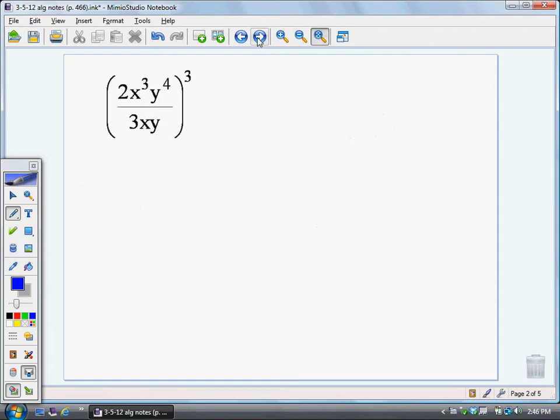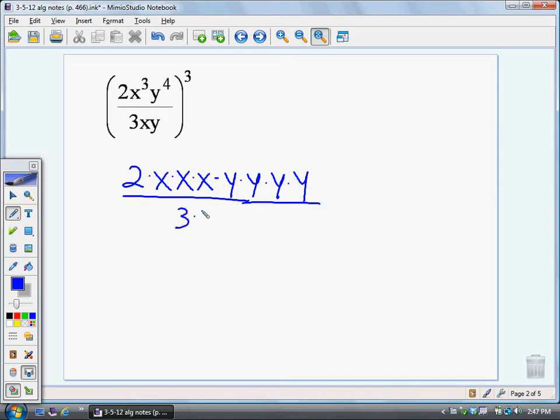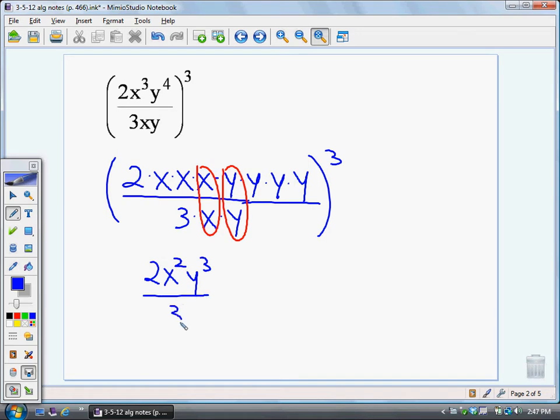Okay, on this next one, very similar, I would simplify my numerator and denominator, write out 2, and then my x's and my y's. And on the bottom I have 3 times x times y, and all of it to the 3rd power. And so just take my 1's out, there's a 1, and there's a 1. And so that leaves me on the top, it's going to be 2x squared y to the 3rd over 3. And all of that is to the 3rd power.